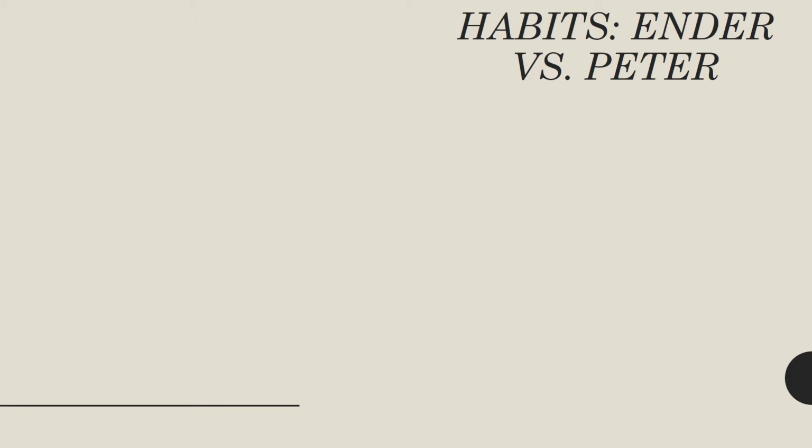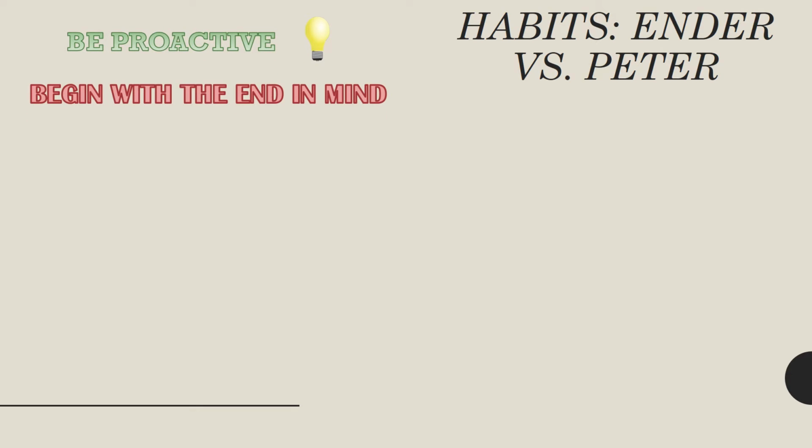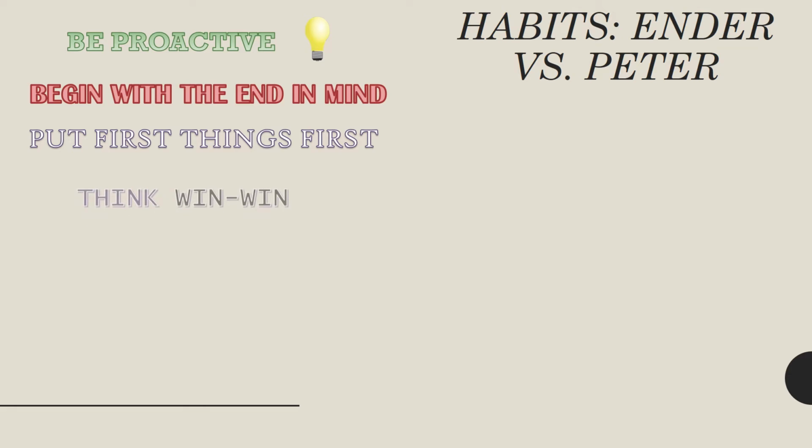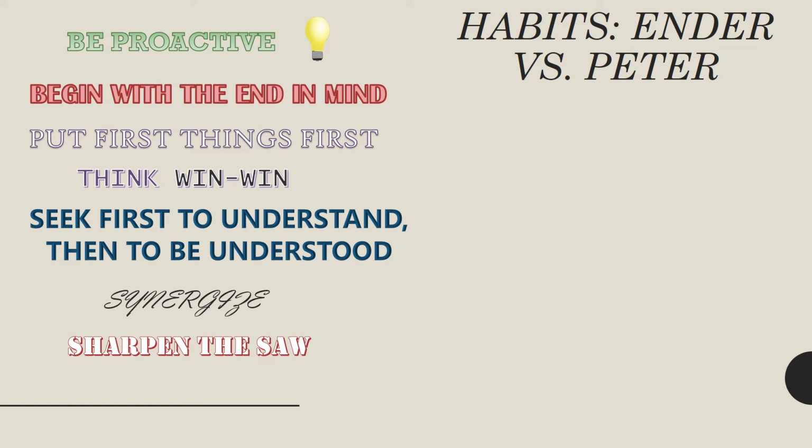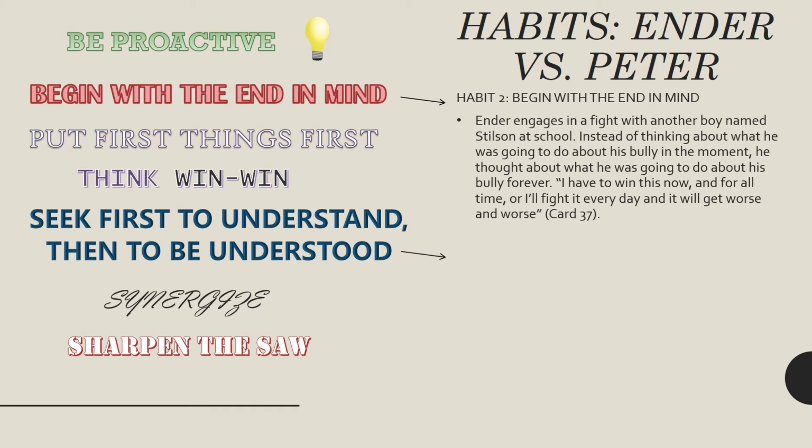The 7 habits from Stephen Covey's book, The 7 Habits of Highly Effective People, are: be proactive, begin with the end in mind, put first things first, think win-win, seek first to understand, then to be understood, synergize, and sharpen the saw. Ender shows begin with the end in mind when he engages in a fight with another boy named Stilson at school. Instead of thinking about what he was going to do about his bully in the moment, he thought about what he was going to do about his bully forever.